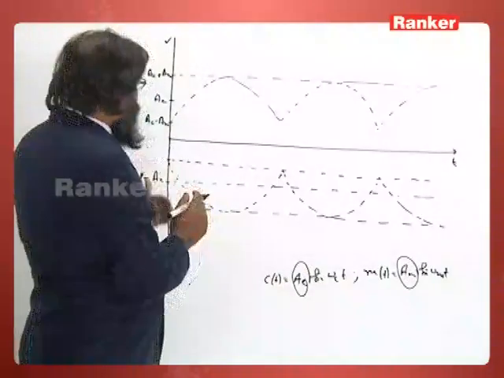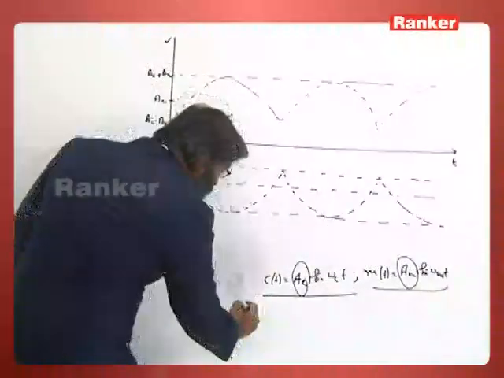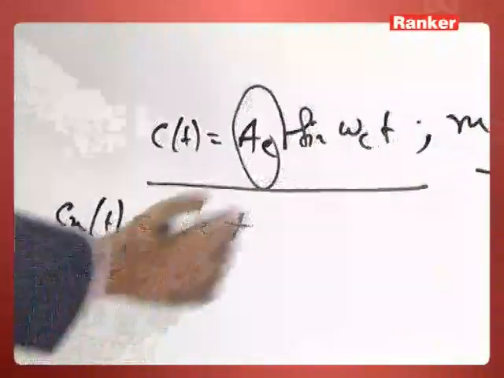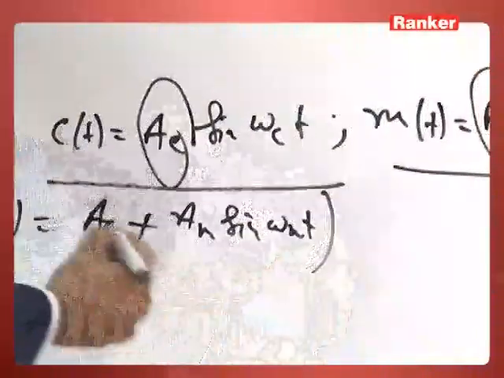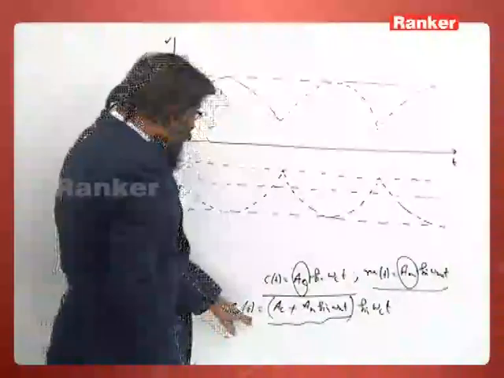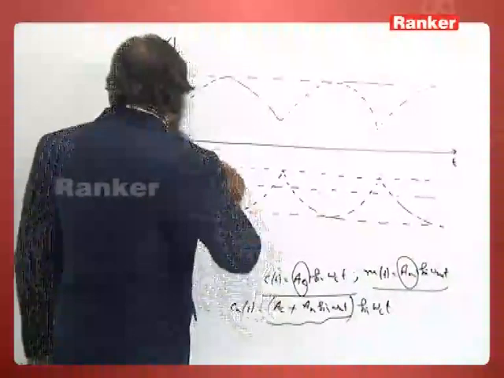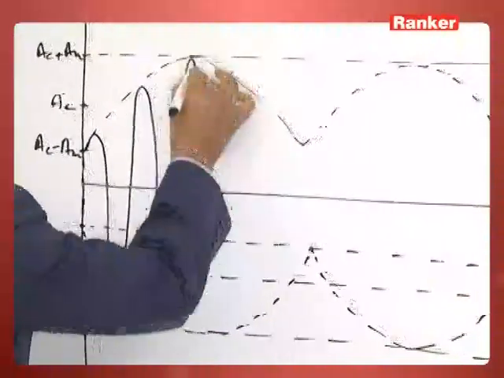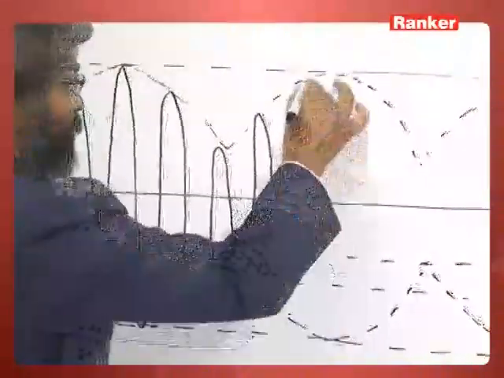So you see, when I am adding up this carrier wave and this modulating wave, the modulated carrier wave is given as AC plus AM sin omega mt, times sin omega ct. So the amplitude of the modulated wave will be AC plus the signal wave added. So our wave will be oscillating like this. This is the carrier wave.